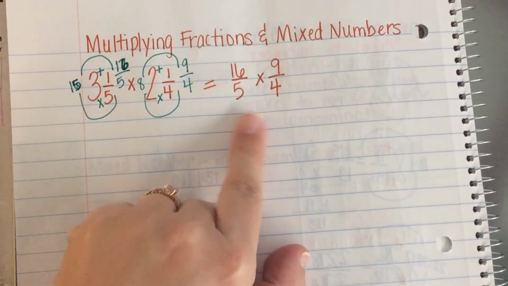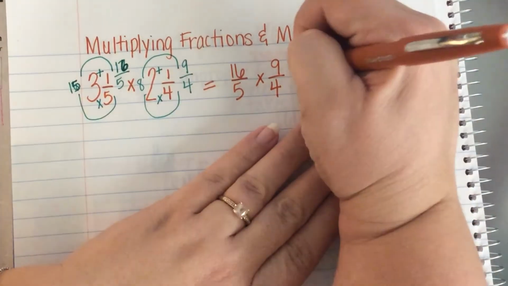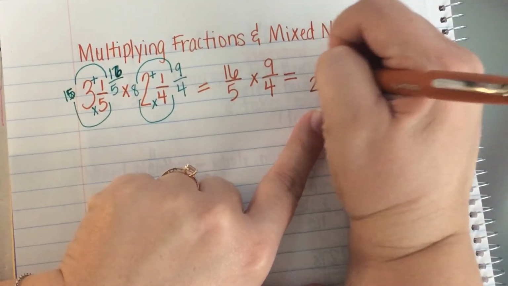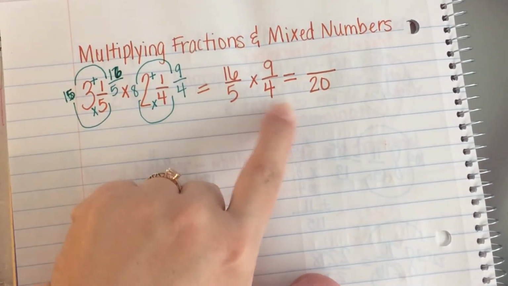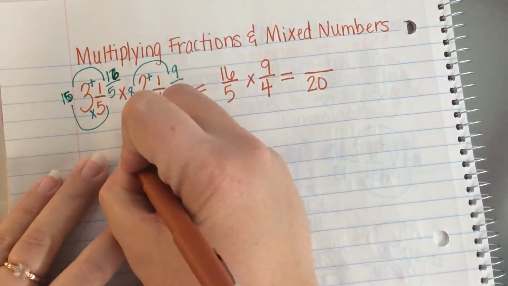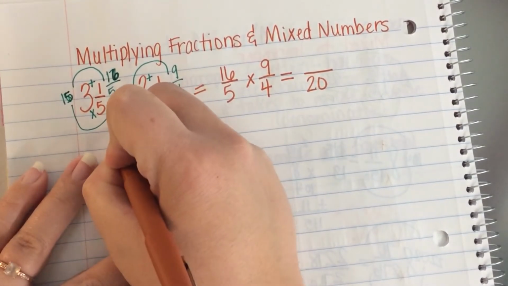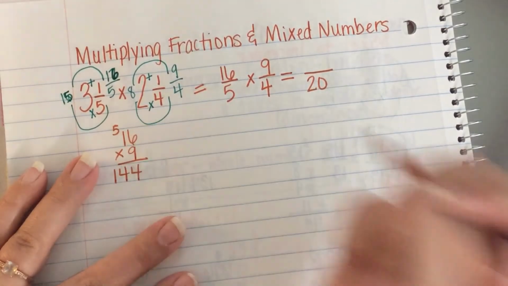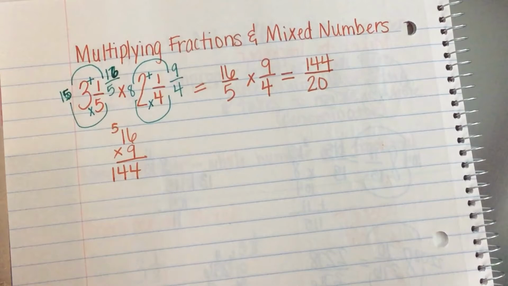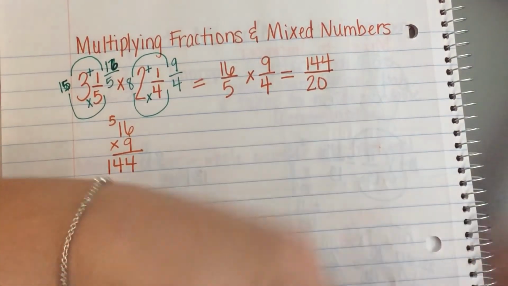So you wind up with 2 improper fractions. You'll have 16/5 and 9/4, and you will multiply straight across. So we know our denominator is going to be 20, because 5 times 4 is 20. Now we need to do the 16 times 9. I just kind of come to the side and do the work. 144.